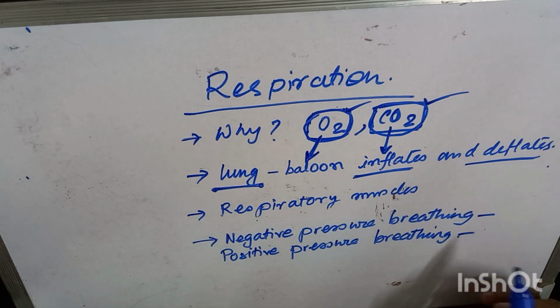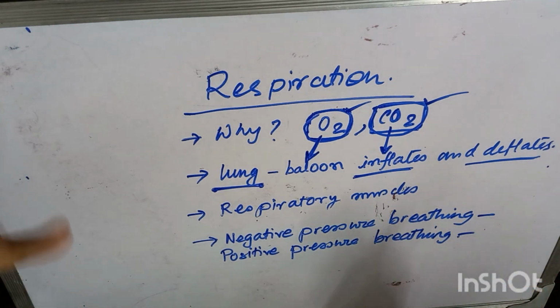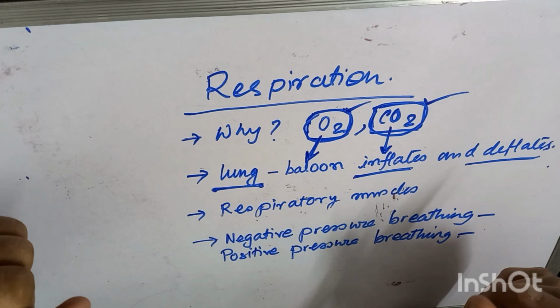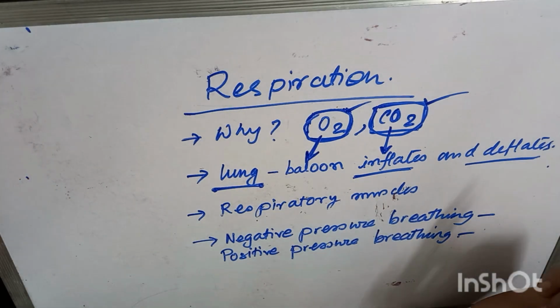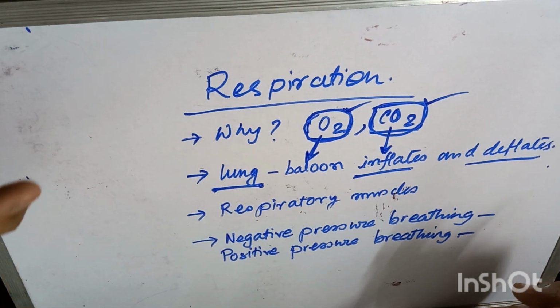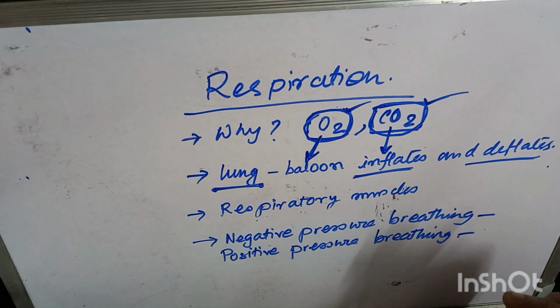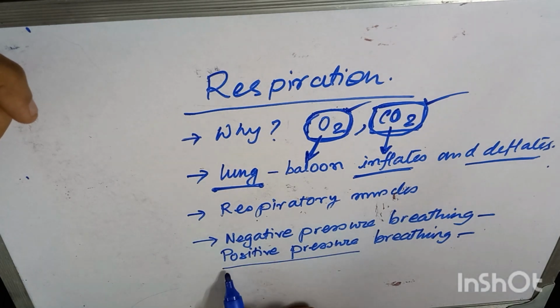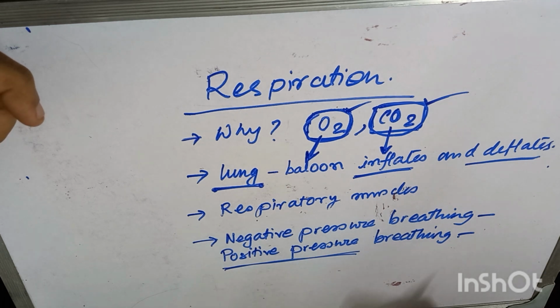What is positive pressure breathing? When you swallow some air, and when we inflate a balloon. When we inflate a balloon, you forcefully pour air inside the balloon. That is a kind of breathing, and that is positive pressure. That is, we create a positive pressure. A few animals breathe with positive pressure breathing, but as humans we generally do not.